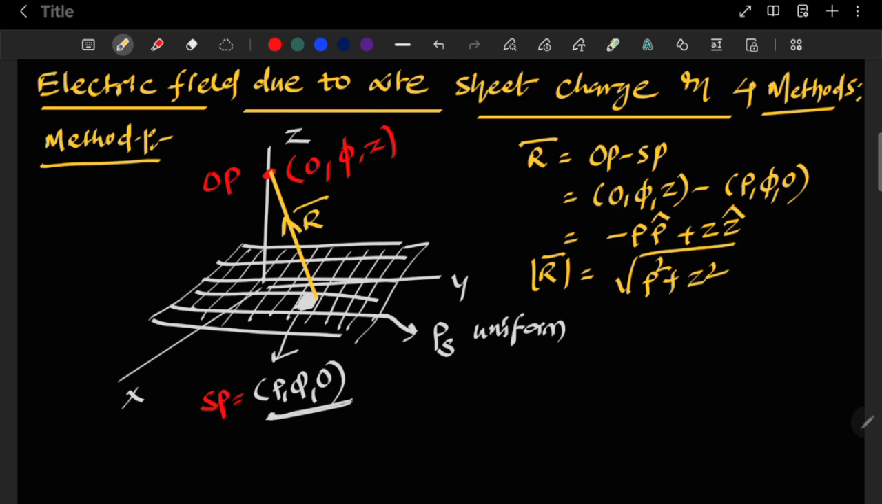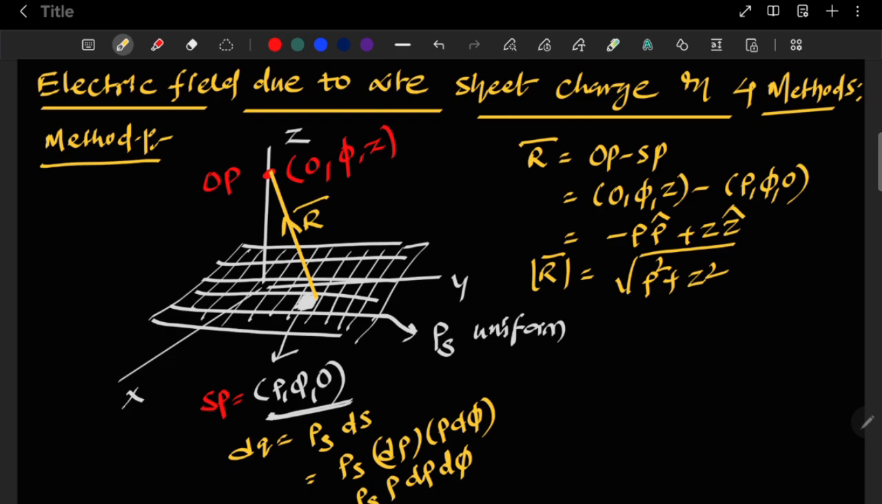Then according to Coulomb's law, due to this particular small differential charge dq available at the source point, dq is equal to, since we are working with the sheet charge, rho s into ds we can write. As we are working in the cylindrical coordinate system and that small differential surface is available on the xy plane, that is created because of the product of the two differential lengths. One is due to rho, second one is due to phi. So d rho is the differential length due to the changes in rho, and rho d phi is the differential length due to the changes in phi. The product of these two will give the ds. So finally we can write rho s into rho d rho d phi is nothing but dq.